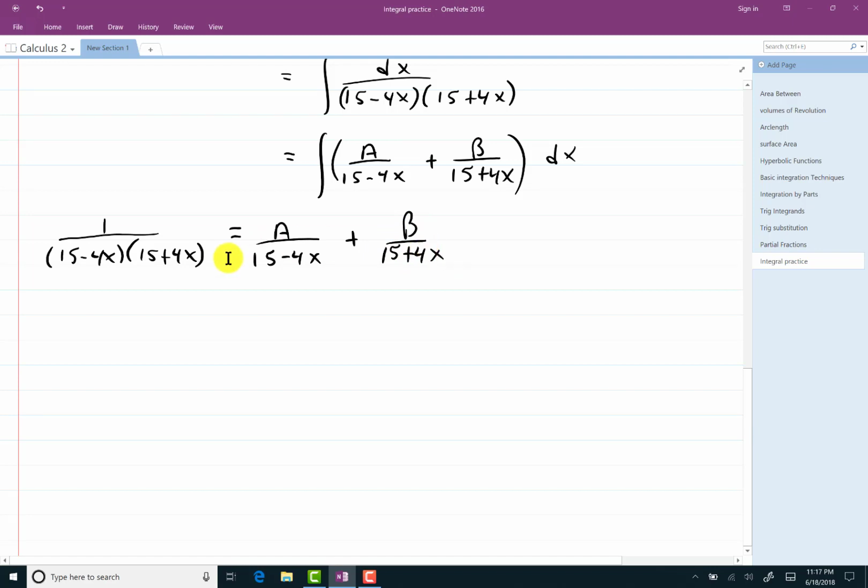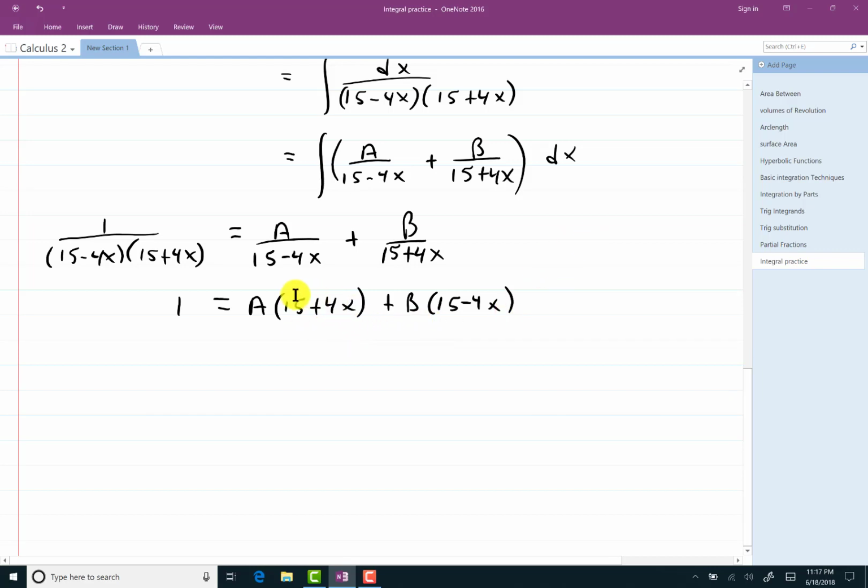So anyways, the LCD is this stuff: 15 minus 4x times 15 plus 4x. That is the LCD. So I'm going to multiply everything by that LCD to get the left side just becomes 1. The right becomes a times 15 plus 4x plus b times 15 minus 4x. And there's a bunch of ways that you can go about getting your answers.